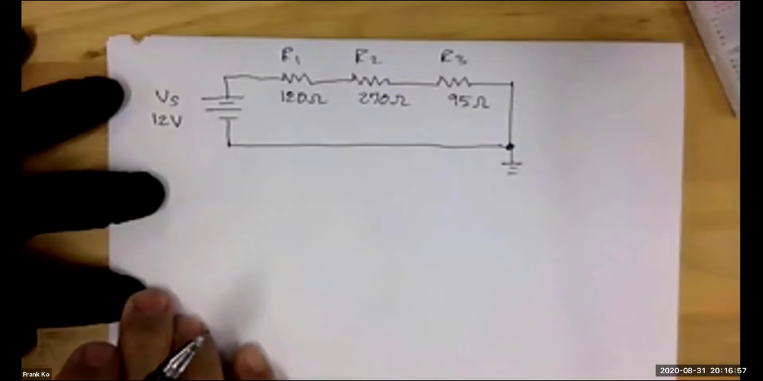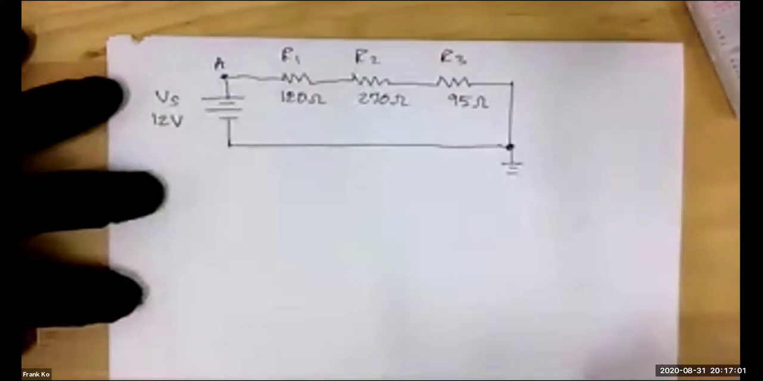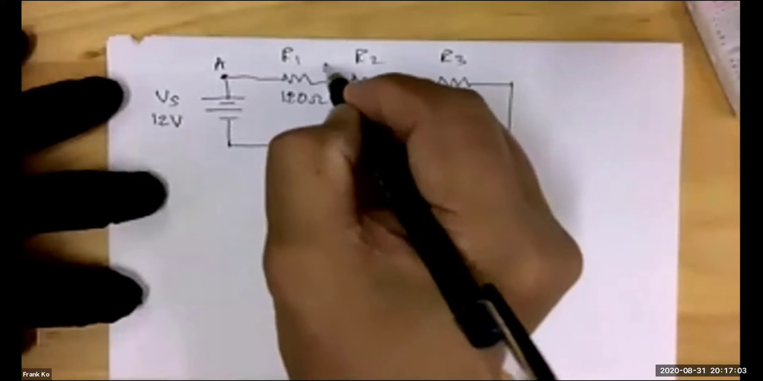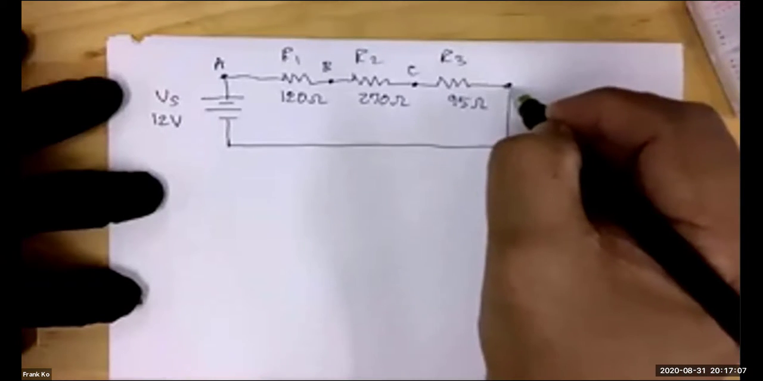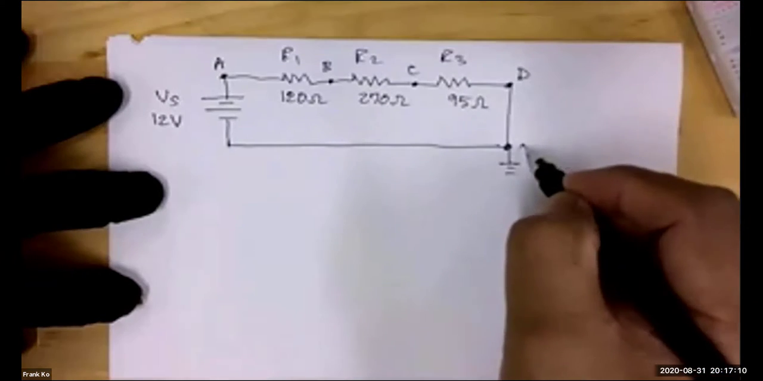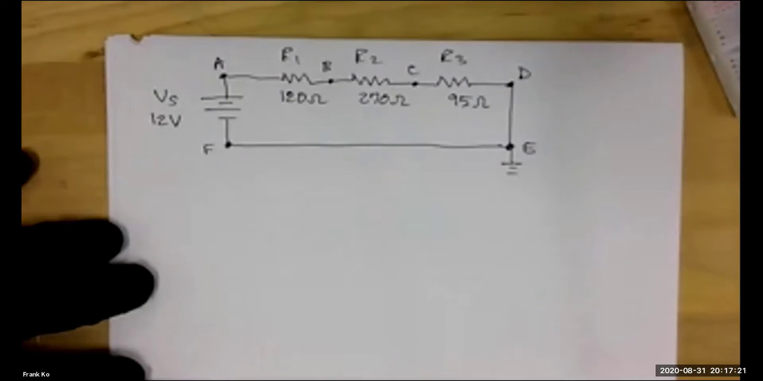And I'm going to have the following points. So here's point A, here is point B, here is point C, here is point D, here is point E, and way over here will be point F. So far, so good? Okay.